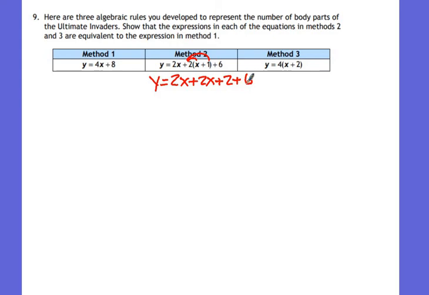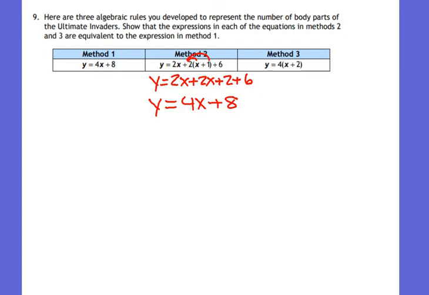No, because there's like terms. So let's combine like family members. Who alike do you see? 2x and 2x. What does that combine to? 4x. Anybody else that's alike? 2 and 6. What's that combine to? 8. Did I come up with the same equation as method 1? Yes. So was person 2 okay in their thinking of the problem? Yes, they were.